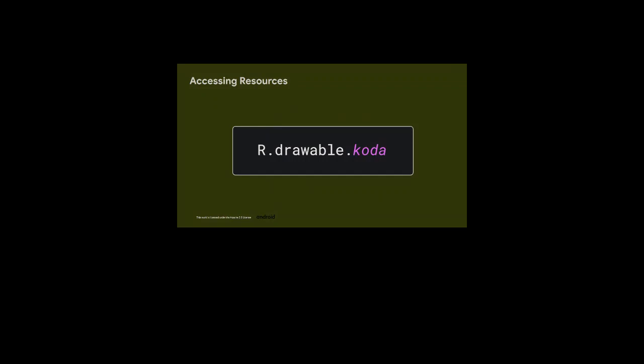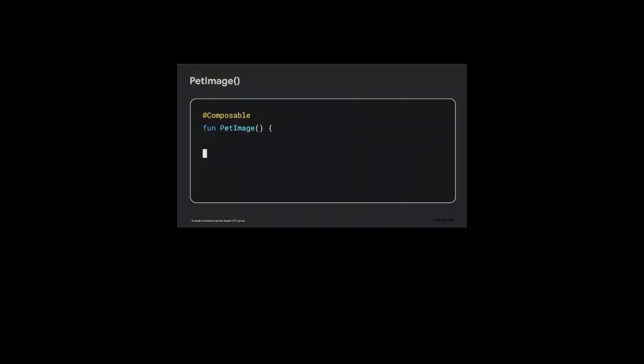First you say R, which is basically an alias for the resource directory. Inside the resource directory you have the drawable directory, and inside the drawable directory you're trying to access the file named coda. So once again, to display the image, we'll start with a function. You assign the following value for the image.